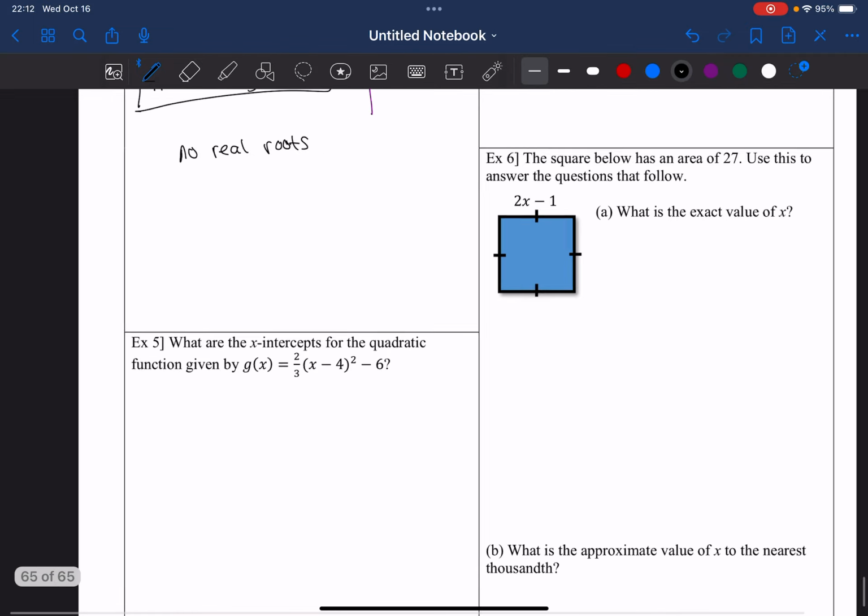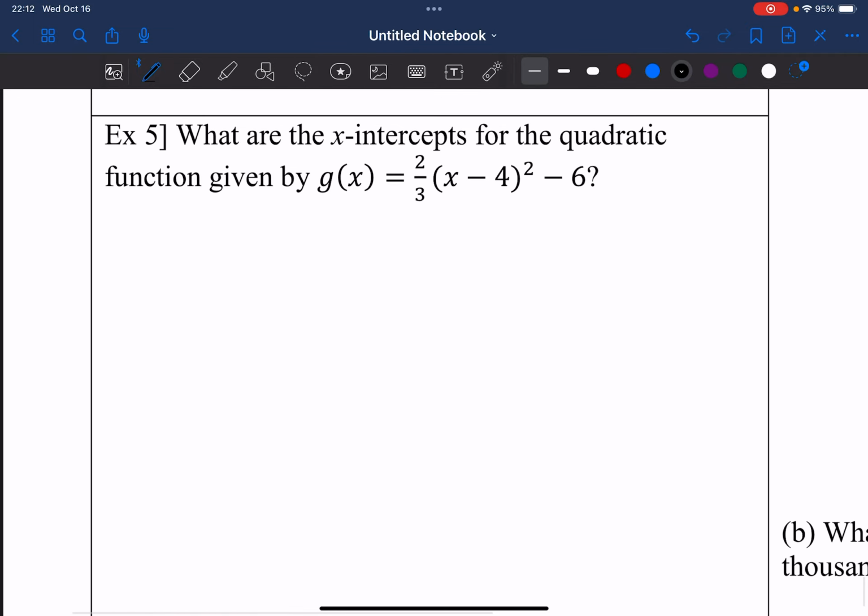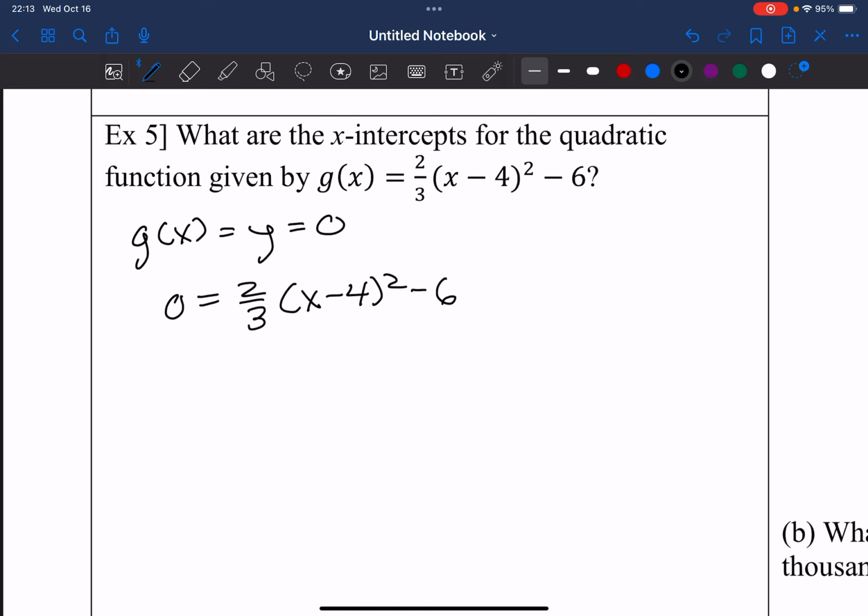Okay, number 5 says what are the x-intercepts for the quadratic function given by the equation below? Again, we know that g of x is the same as saying y, and we know y has to be 0 in order to find the x-intercepts. So I have 0 is equal to 2/3 times (x minus 4) squared minus 6. I need to isolate the square part, so I'm going to add 6 to both sides, and I get 6 is equal to 2/3 times (x minus 4) squared.